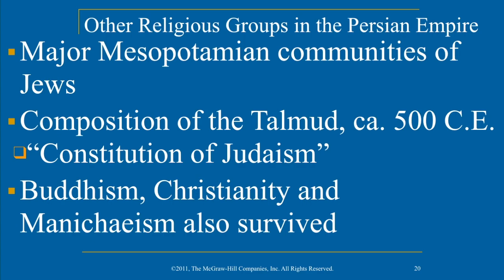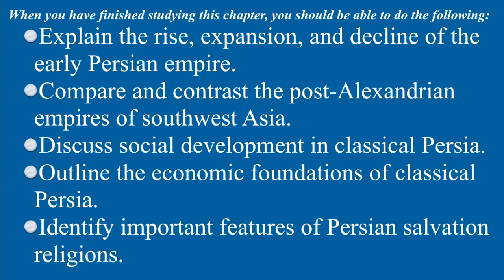Buddhism, Christianity, and Manichaeism also survive. We'll talk about that a little later. But Buddhism from the Indian regions, Christianity, which will show up around the year 30, 40 CE, and Manichaeism, which has another duality system in it. They also survived during this time in the Persian Empire. And to this day, there's still small groups living in that area that follow these traditions. So we made it to the end.